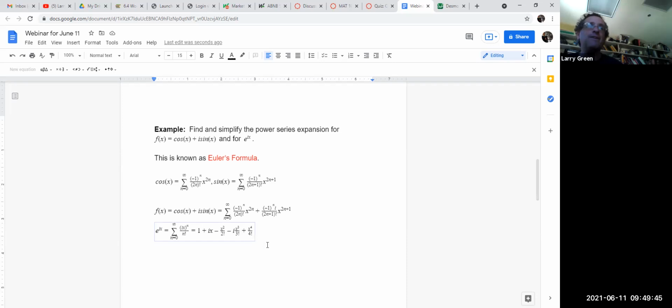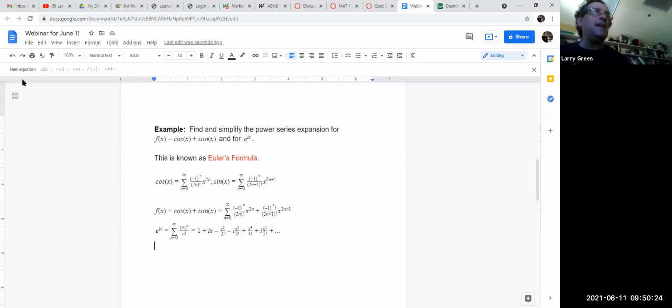So the next one, if we do i to the 5th, that i to the 5th is i. So you get plus i, and then x to the 5th over 5 factorial, etc. So here's the trick. Let's write this as a combination of the real part and the imaginary part.